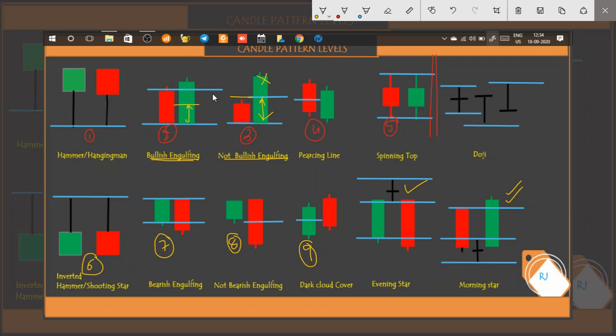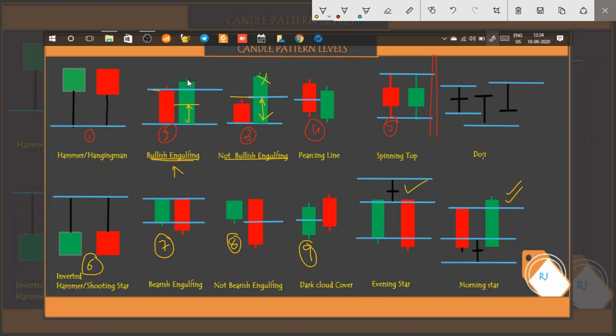So if you spot a bullish engulfing in an uptrend, you can expect the price to go up. And if you want to draw the level from the bullish engulfing, whichever is the low, that low is considered a level, and the close of the body of the red candle is considered another level. And one more thing to consider, the body should be closed above the red candle.